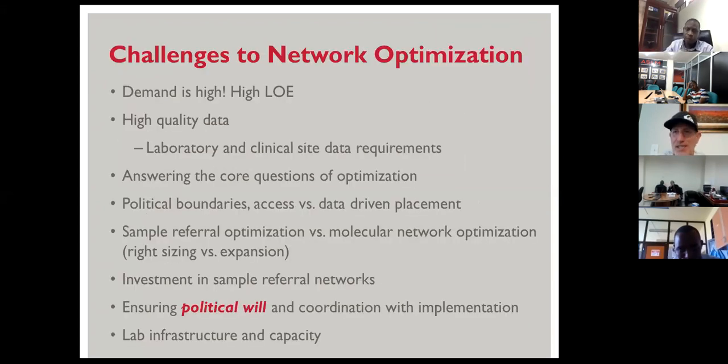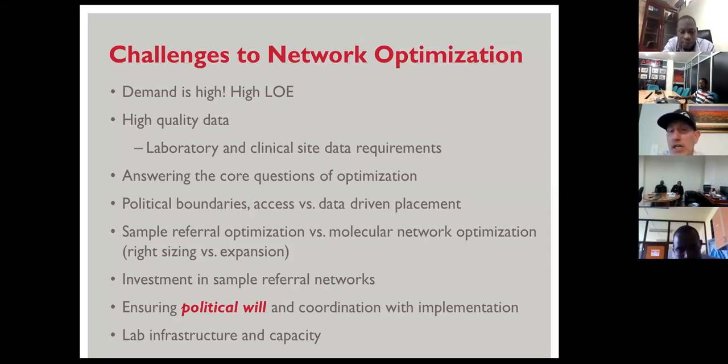So in doing this, it can be very complicated, and it can be very labor intensive. There's a lot of data involved. It's not just looking at the laboratory, it's actually looking at clinical site data and where the demand is coming from to do a pretty good job of understanding how to improve on sample transport lanes and to improve instrument placement. And this can take a long time.